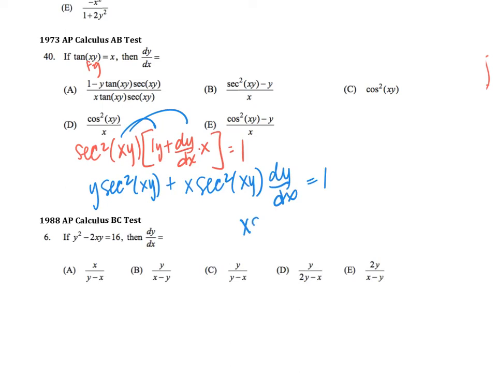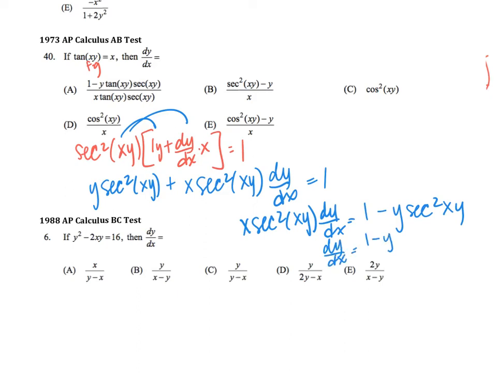I'm going to subtract over the y times secant squared of xy. I'm going to divide out, so I've got dy dx equals 1 minus y times the secant squared of xy all over x times the secant squared of xy. And I'm thinking, that doesn't look like an answer. But when I split this division up, this is equivalent to saying 1 divided by x secant squared xy minus y secant squared xy divided by x secant squared xy.